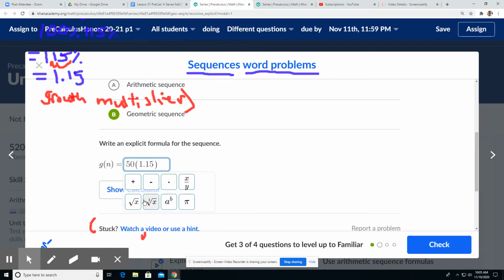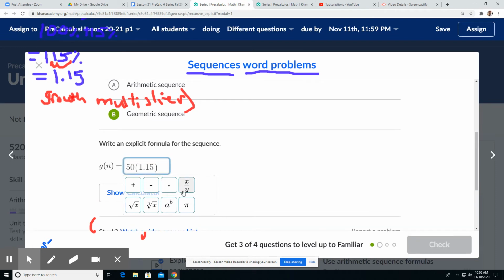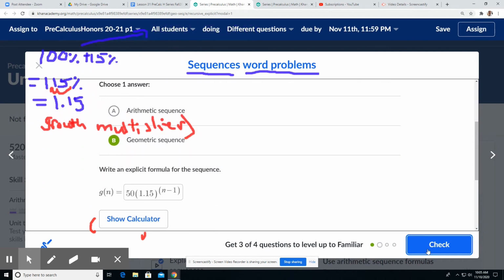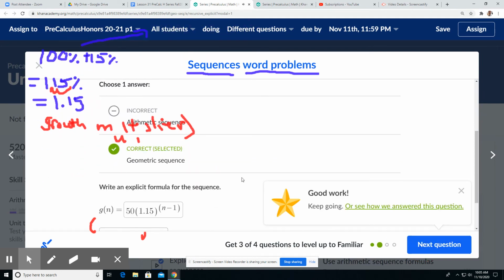And then our exponent, for the first term, I need n minus 1. All right, and we are in terms of n, so everything looks good there. First term growth, n minus 1 exponentially. Got it. All right, let's take a look at the next one.